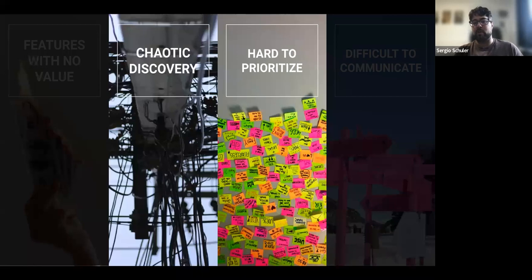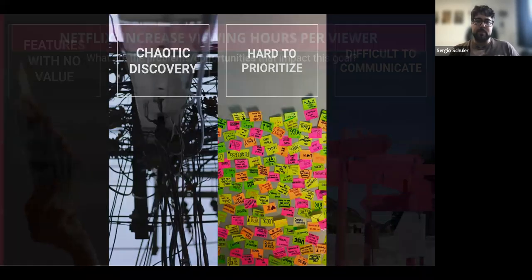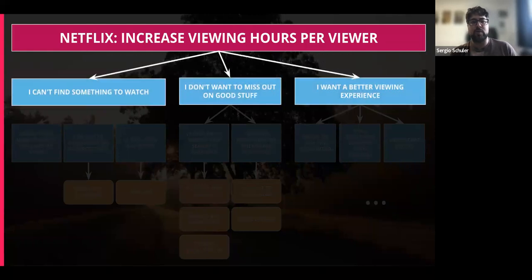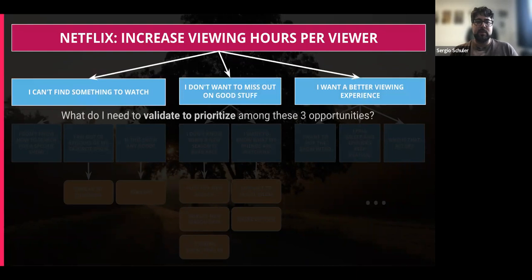So what about chaotic discovery and hard to prioritize? Both of these are also impacted by the opportunity solution tree. For example, you have Netflix increasing viewing hours per viewing. If you are starting from scratch, and this is your team goal, then you have to think, what are the problems and opportunities that impact this goal? So you do some discovery, you brainstorm things, you talk to stakeholders, and you come up with a few opportunities. All right. Then what do I need to validate among these 3 opportunities to prioritize among them?